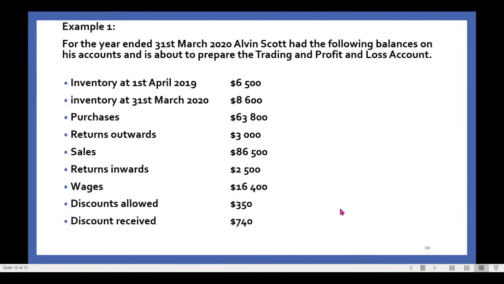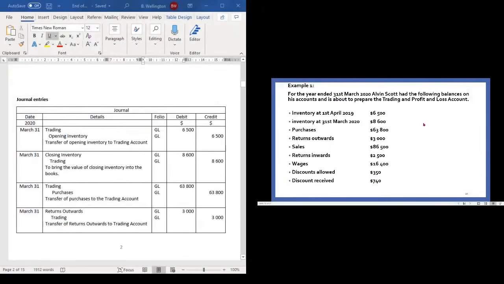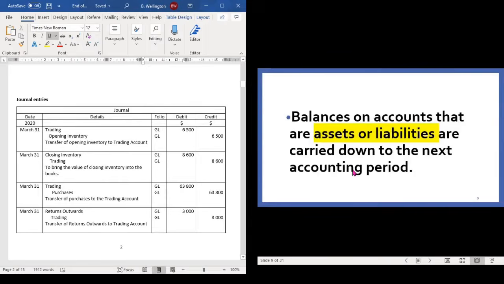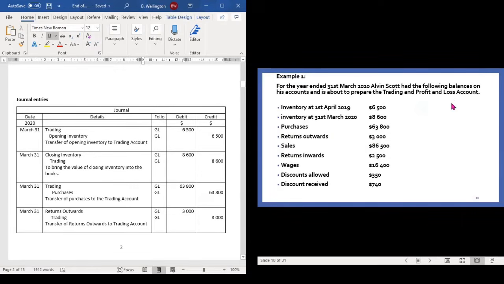Now, let us look at an example. The example says, for the year ended 31st March 2020, Alvin Scott had the following balances on his account and is about to prepare the trading and profit and loss account. Now you had opening inventory of 6,500. That was the inventory at the 1st of April 2019.